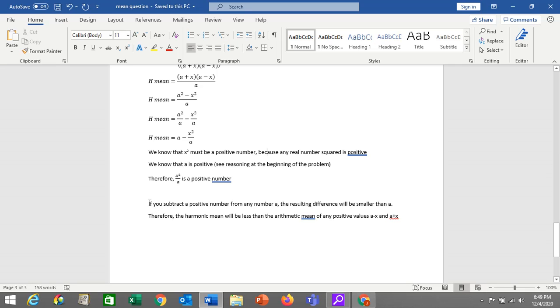So we can say if you subtract a positive number from any number, which we'll call a, the resulting difference will be smaller than a. Therefore, since the harmonic mean is a minus a positive number, and the arithmetic mean is a, that means the harmonic mean will be less than the arithmetic mean for any positive values a minus x and a plus x. So we've proven it. That one's a little tricky.